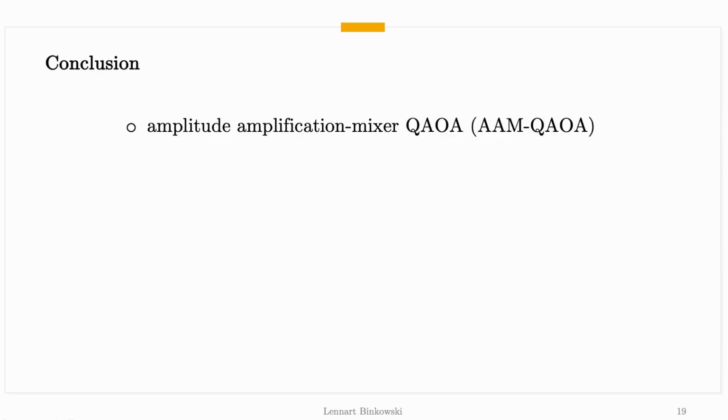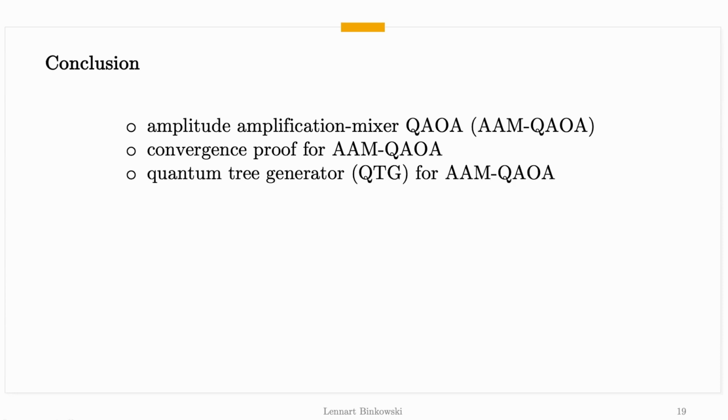This already brings me to our conclusion. First, I want to wrap up what we discussed in this talk. First, we introduced the amplitude amplification mixer QAOA, or short AAM QAOA, as a natural extension of the Grover mixer QAOA. Then we outlined a convergence proof for the AAM QAOA. You can read more details about this in our paper. And then proposed to take the quantum tree generator, QTG, as an example for an AAM QAOA.